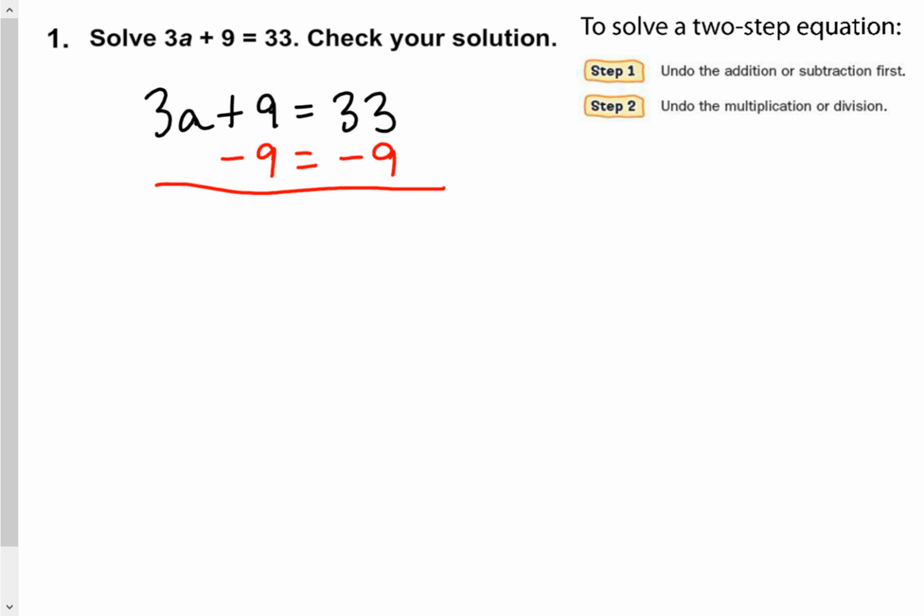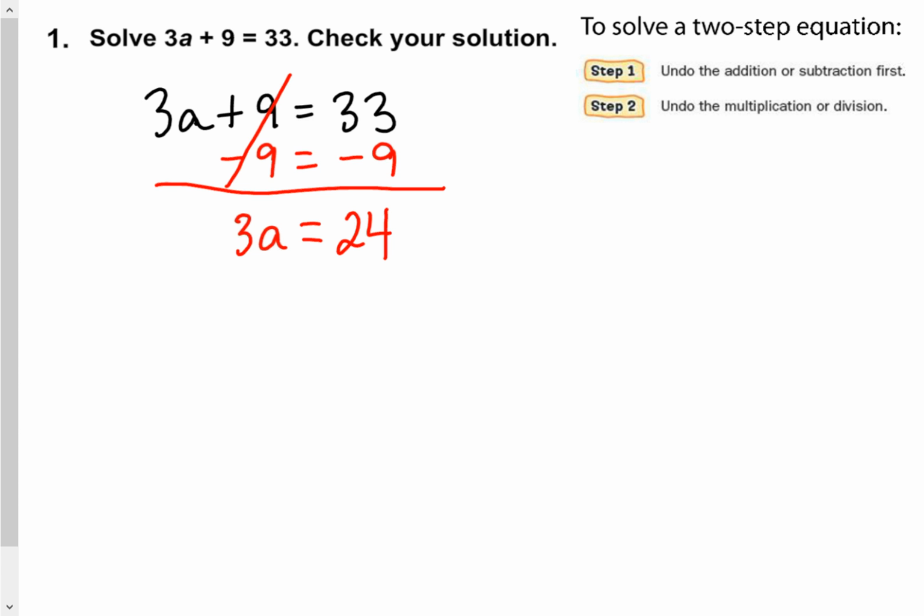Now I want you to notice that I line up my equal signs so that I make sure that I do the same operations to the left and to the right. Okay, so my plus 9 minus 9 cancels out to 0. So on the left I'm left with 3a. And then 33 minus 9 is 24. Okay, so now I'm left with 3 times a equals 24.